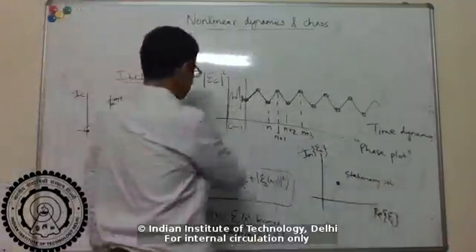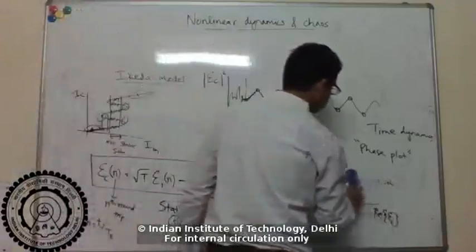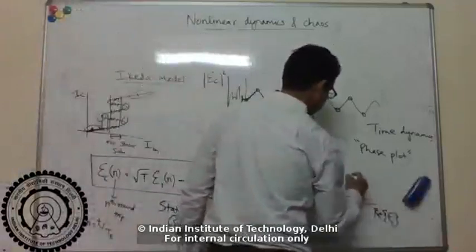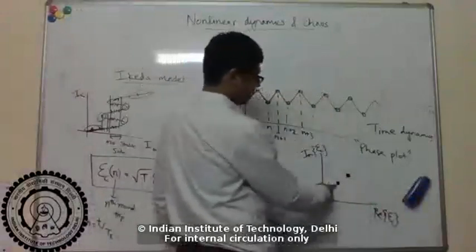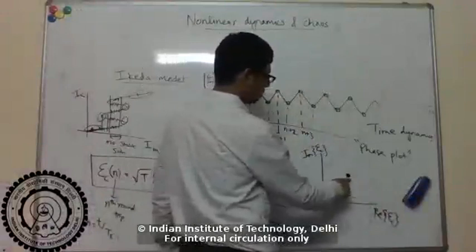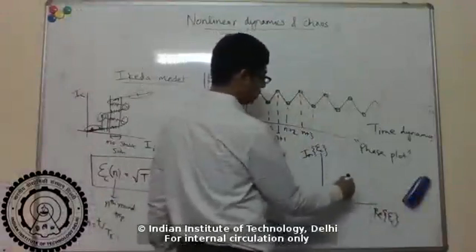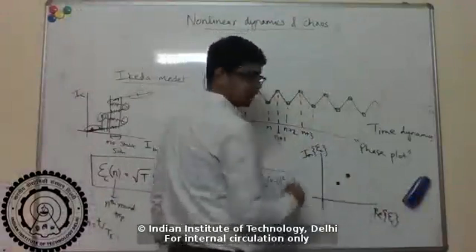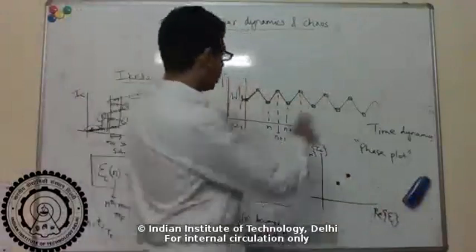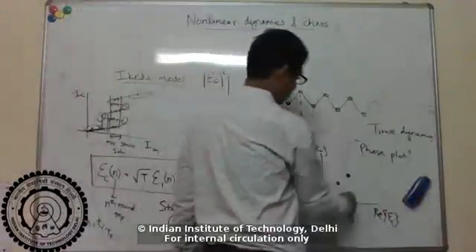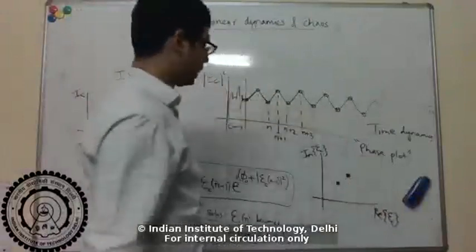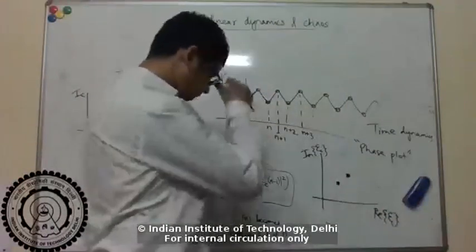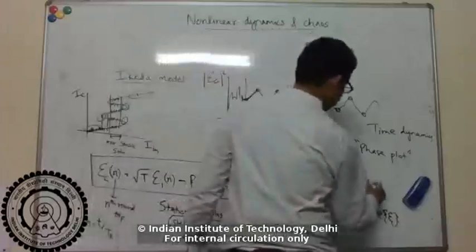But for this kind of thing, I'll get two points. For example, this would be for even values of n, and this will be for odd values of n. So it will keep going back and forth. If I plot all the values that I get on this complex plane, I get two points. So this will be a periodic solution.